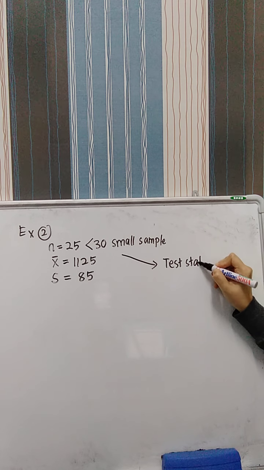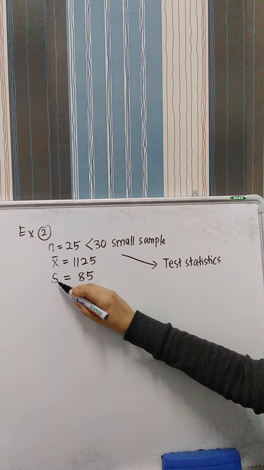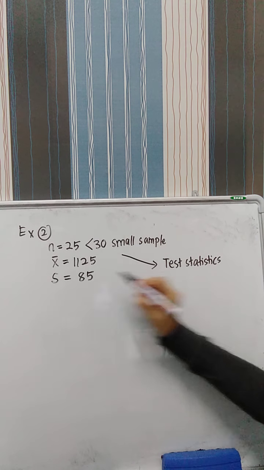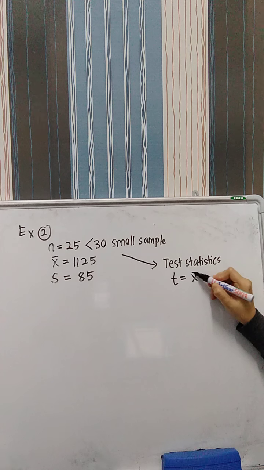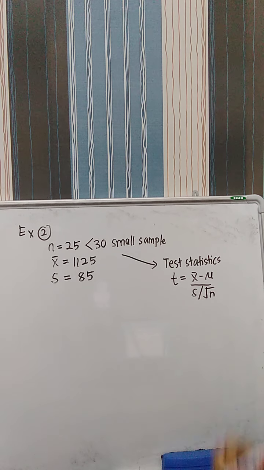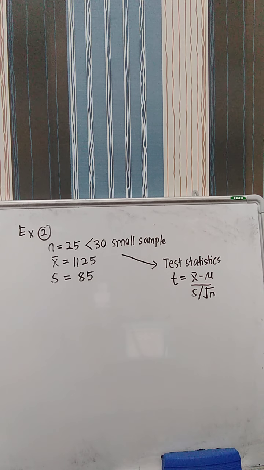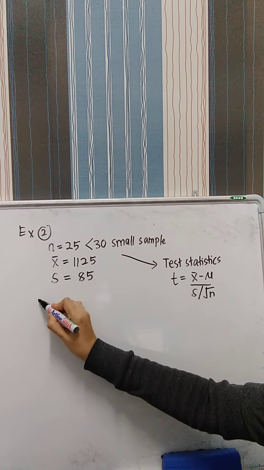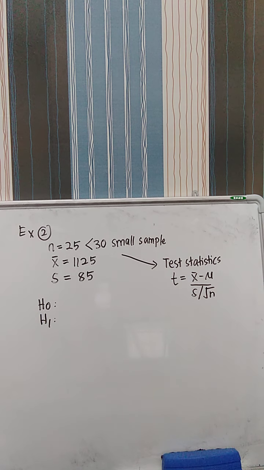So you need to use the test statistic for the condition small sample and the standard deviation from sample. So you use t-test. Okay, so t equal to x bar minus mu over s divide square root n. Okay, so we continue to the hypothesis testing. So H0 and H1. Okay, so what is H0 and H1 from this example?